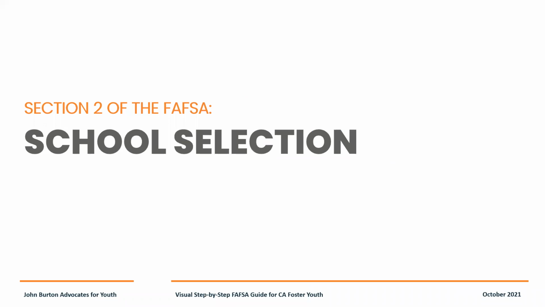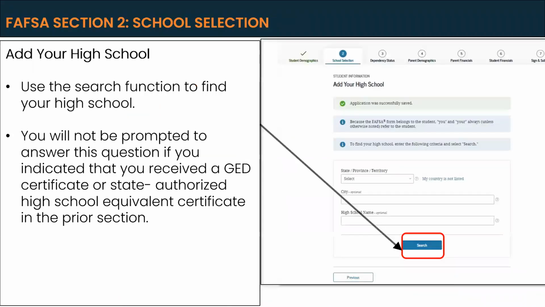Okay, so the next section is school selection. So depending on how they answered their other questions, if they indicated that they're going to be graduating from high school, they're going to be asked to add their high school. If they indicated that they are receiving a GED, then this question does not show up. But if they did say they're going to be getting their high school diploma, they're asked to enter their high school, and they can use the search function to find and select their school. Definitely recommend that they use the search function so that they don't type in any errors when entering their high school information.